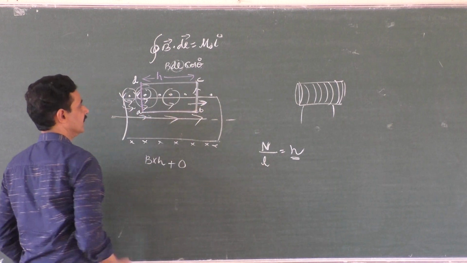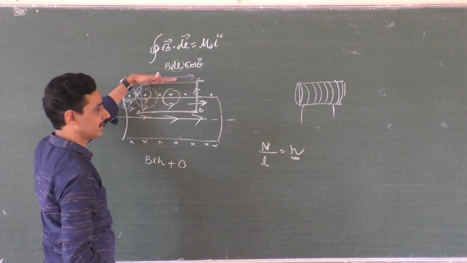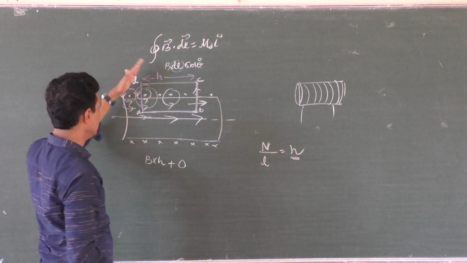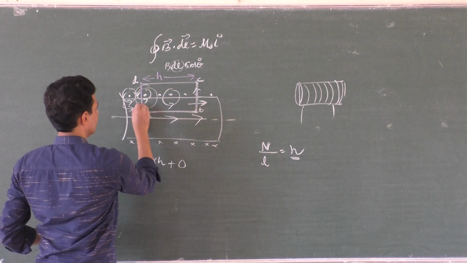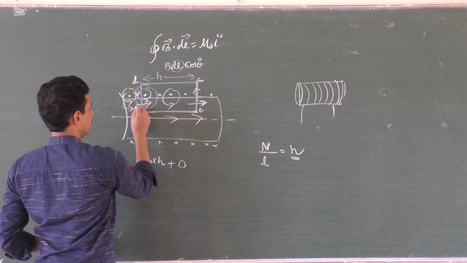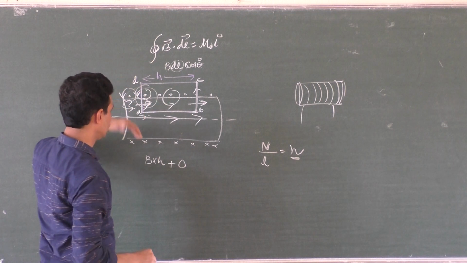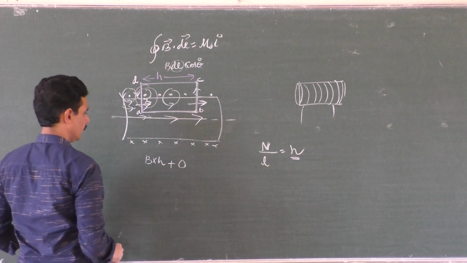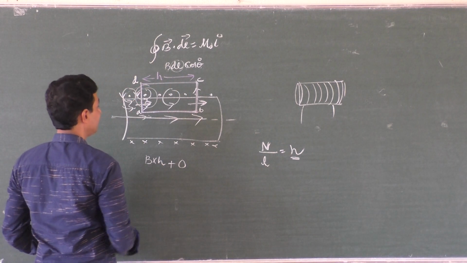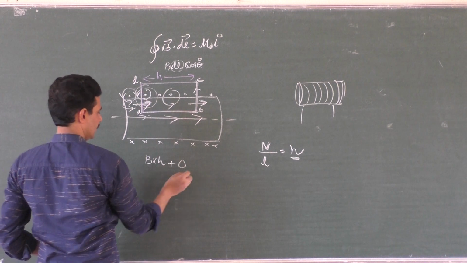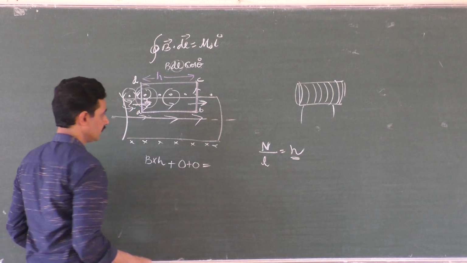What about this way? No B at all. There is no magnetic field outside the solenoid. No B. What about here? Again the same condition. When the magnetic field is perpendicular and the loop element dl is perpendicular to it, B dl cos 90, 0. So 0 is equal to, understood?